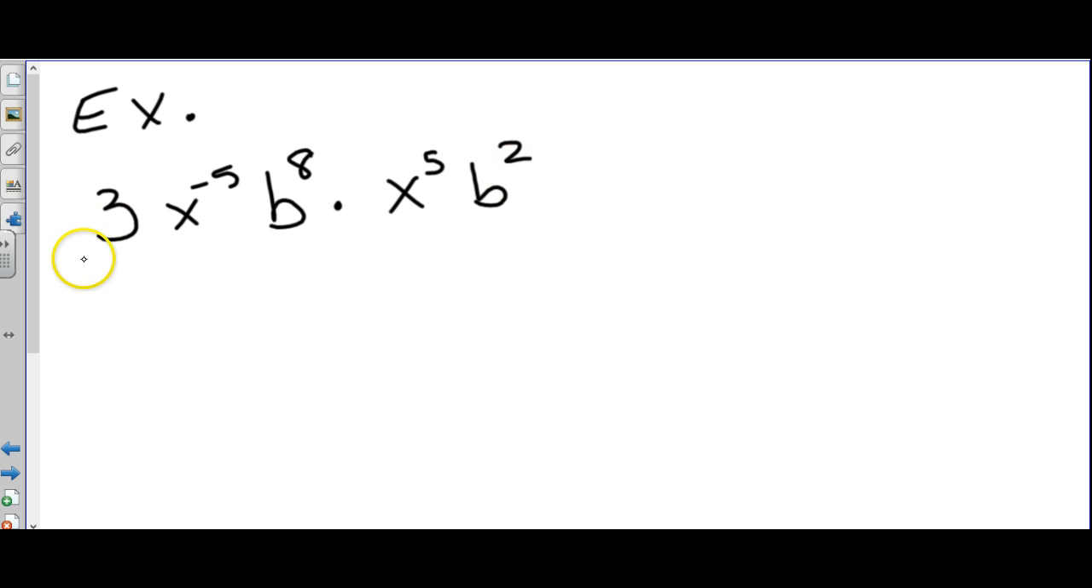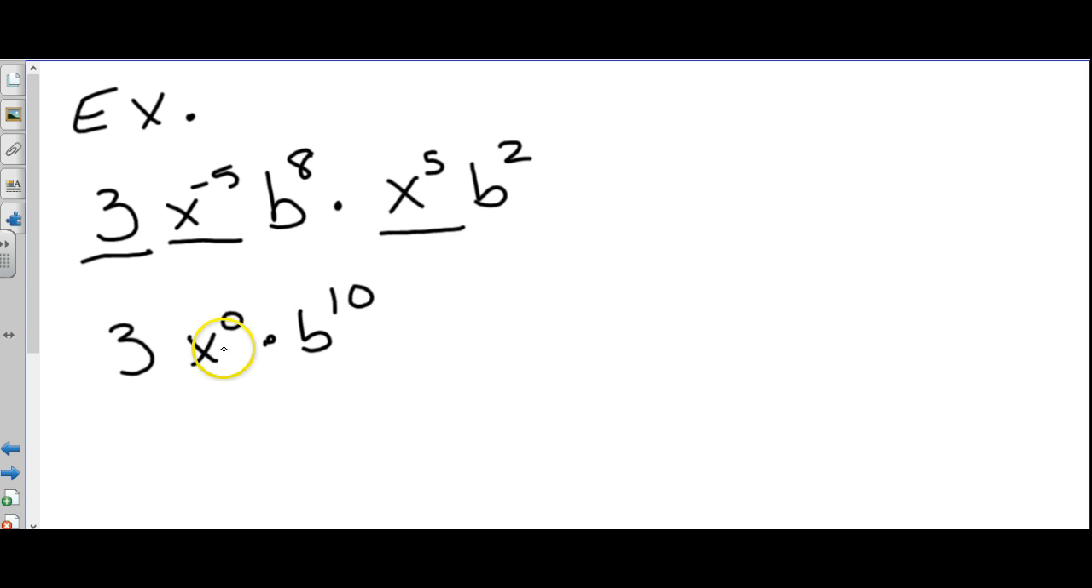Okay, so looking at this one, 3 doesn't have another big number in front to work with, so it would just stay the same. X to the negative 5th times x to the positive 5. Well, if we do negative 5 plus 5, we get 0. And then b to the 8 times b squared, 8 plus 2 would give us 10. So here is one other thing that can happen. When you get an exponent of 0, anything raised to 0 is always 1, every time. So this is really 3 times 1 times b to the 10th, which would just be 3b to the 10th.